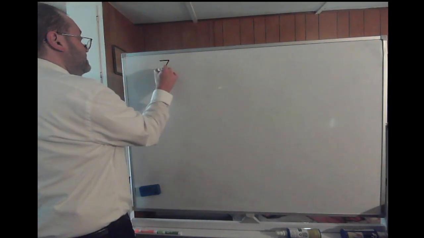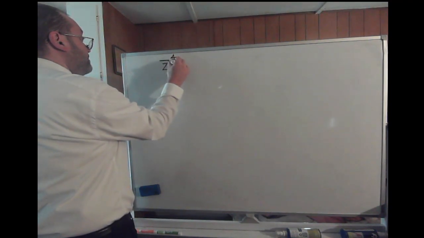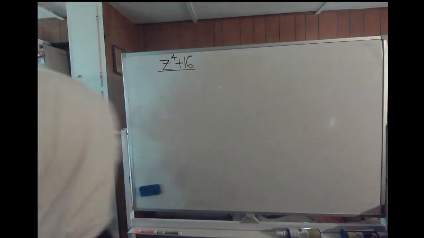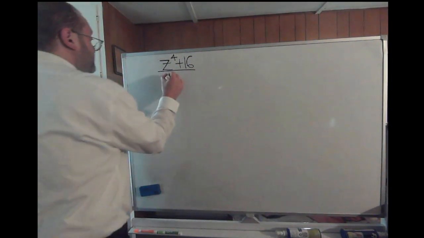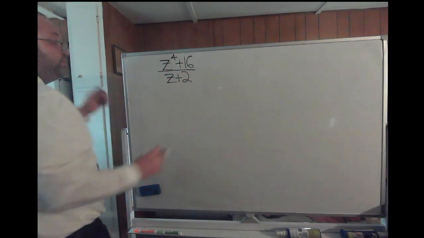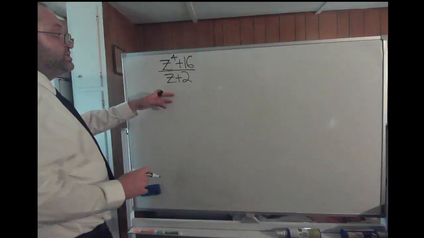Alright. I got 2 more in mind, then we're done. So let's see, I have z to the 4th plus 16 all over z plus 2. So I have z to the 4th plus 16 all over z plus 2.